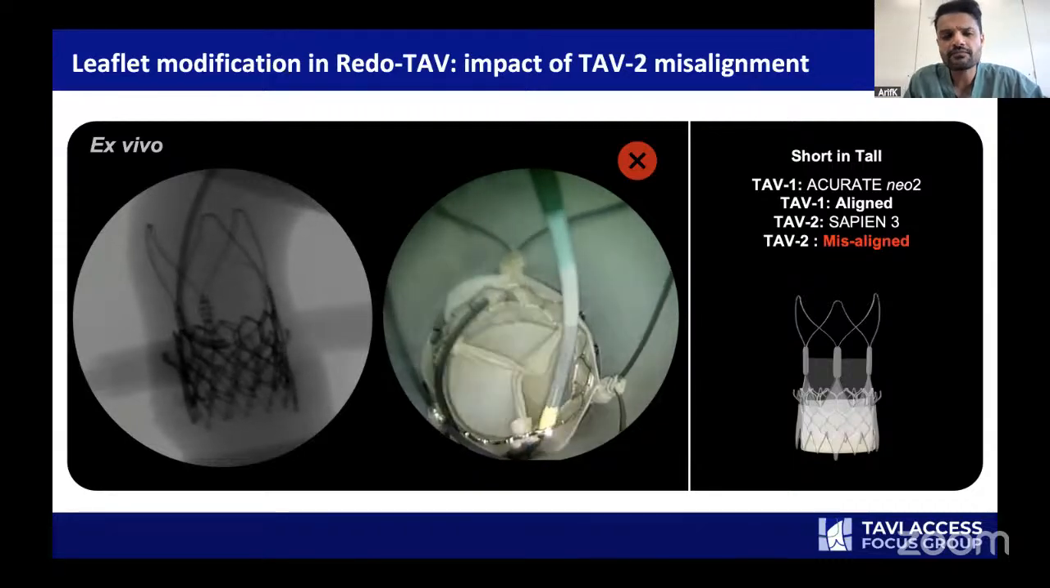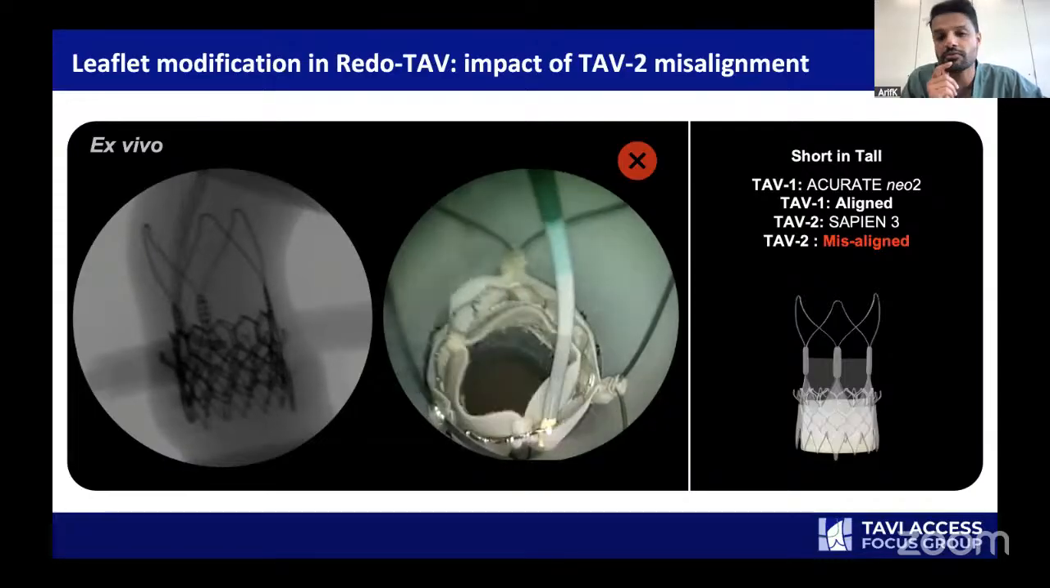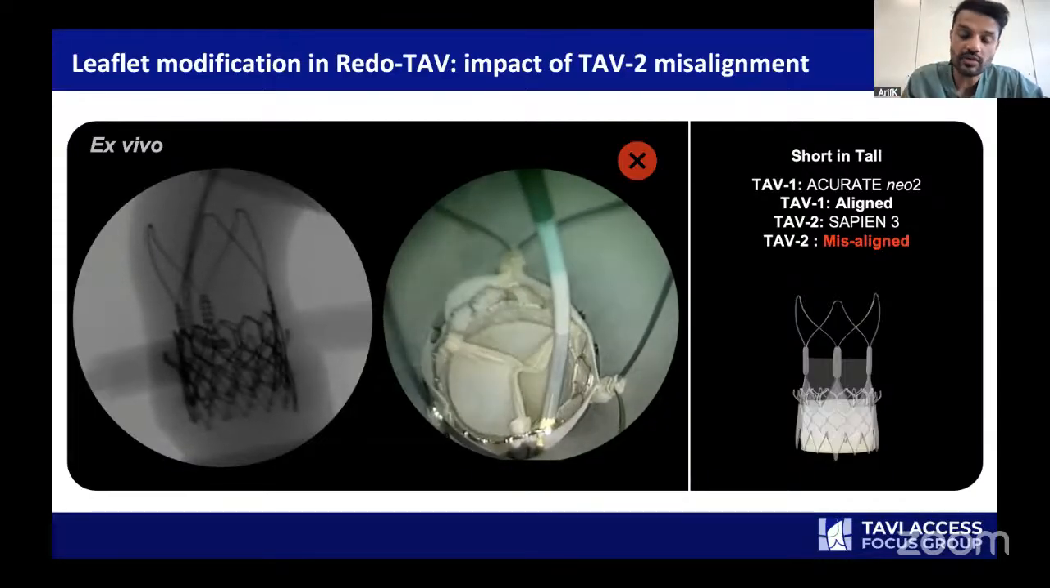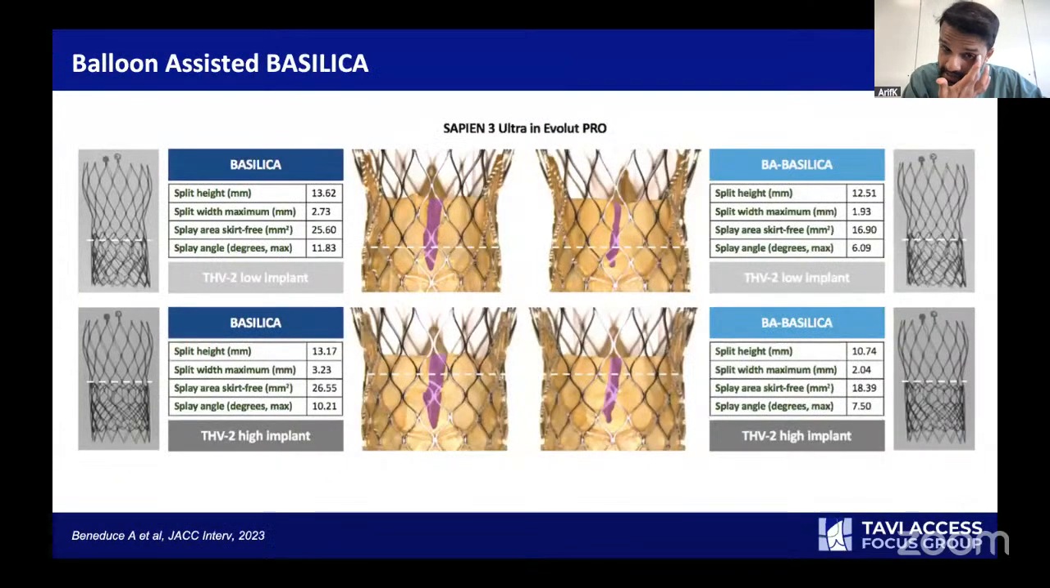So I think really one of the big signals that came through this work that we did was the absolute importance of alignment of both valve 1 and then also valve 2. And we also looked at the impact of balloon-assisted BASILICA. Does that have a bit of an impact? Can you gain more benefit? This is just showing you the example of Sapien and Evolut.